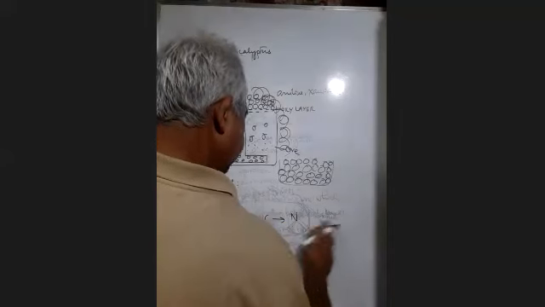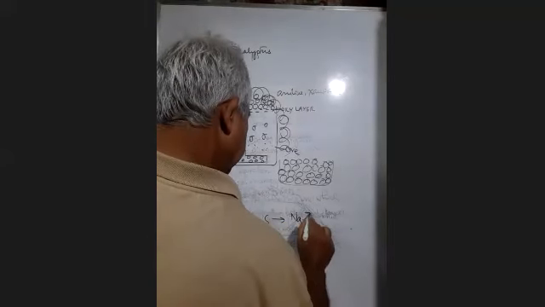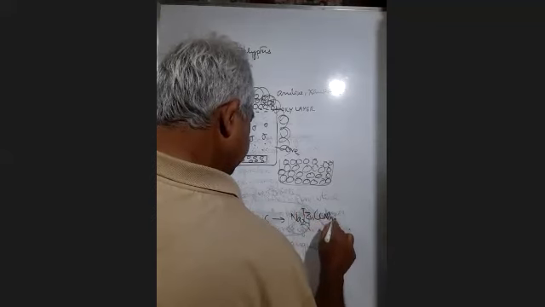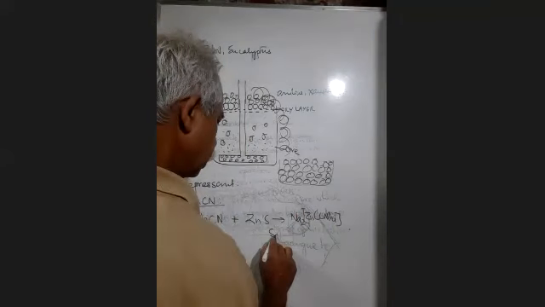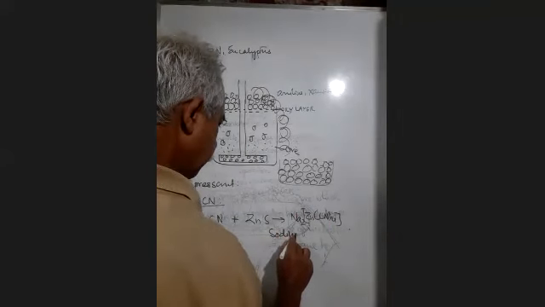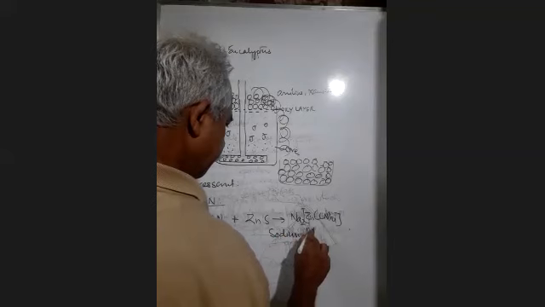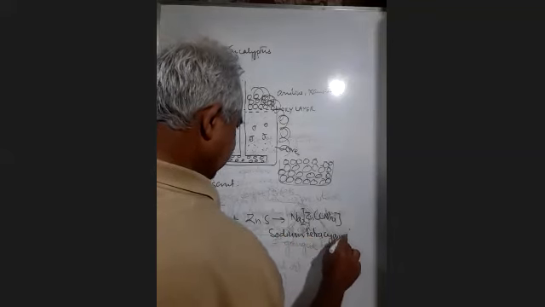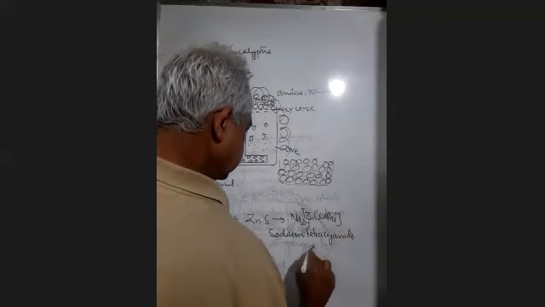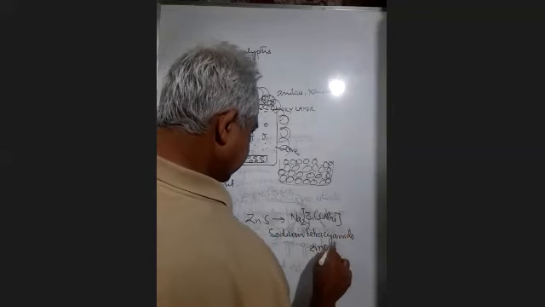So you will get here Na2Zn(CN)4. Its name is sodium tetracyanidozincate.